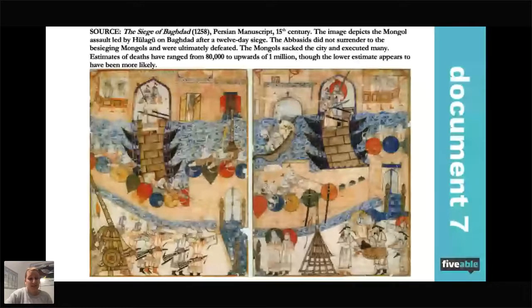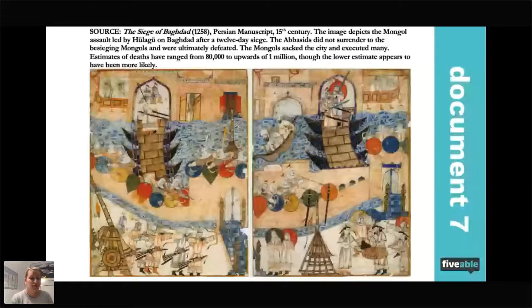Source: this is the Siege of Baghdad, 1258. This is from a Persian manuscript in the 15th century. So we got two dates. The Siege of Baghdad was in 1258, but this manuscript and this illustration came from the 15th century. So it came a couple hundred years later. The image depicts the Mongol assault led by Hulagu on Baghdad after a 12-day siege. The Abbasids did not surrender to the besieging Mongols and were ultimately defeated. The Mongols sacked the city and executed many.